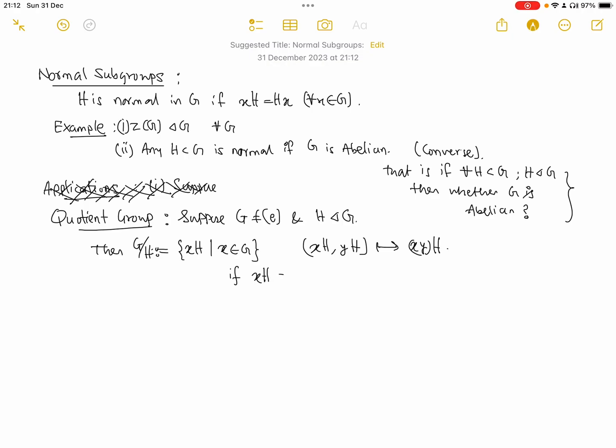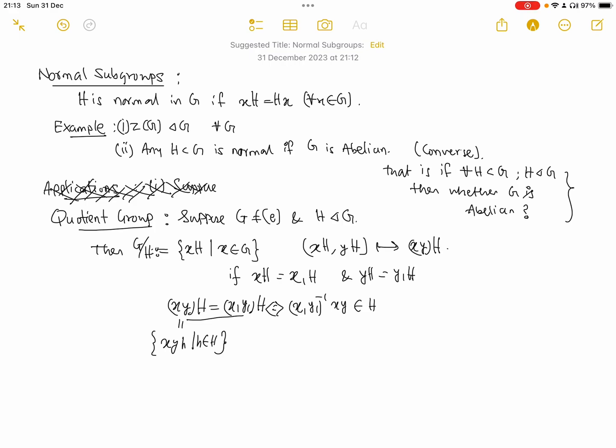Now say xH and x1H are the same, and yH and y1H are the same. What can you say about these two elements? So remember, this is saying that x1H equals xH, which is the same as saying that x1 inverse x is in H, and that is the property of left cosets we have seen before. So we want to show that y1 inverse x1 inverse xy is in H.